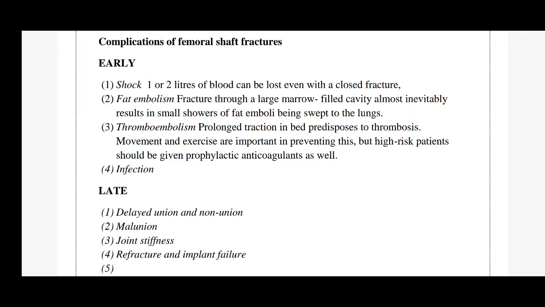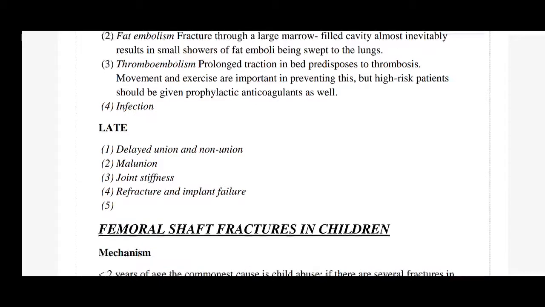Another is deep vein thrombosis, especially in delayed treatment of the fractures. Prolonged traction in bed predisposes to DVT. So the third principle of fracture management should be applied. Early movement and exercise are important to prevent this complication, and sometimes we use DVT prophylaxis, whether mechanical or chemical. Another early complication is infection, especially in compound injuries.